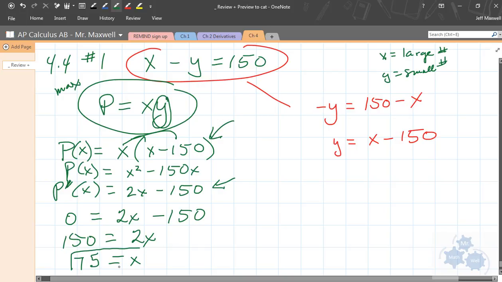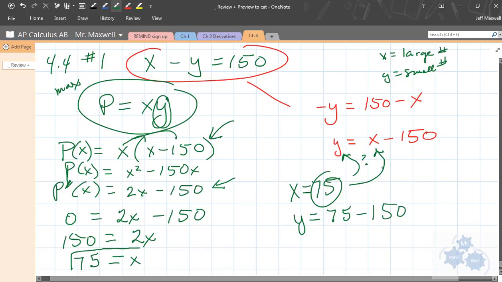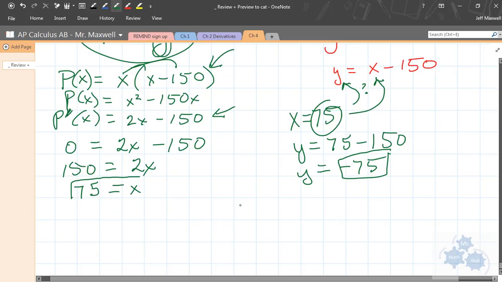So there's 75 is your critical number. And that's the number that you are interested in. So if x is 75, then what's y going to be? Well, plug 75 into x, and you've got y equals 75 minus 150. y equals negative 75. So the two numbers are 75 and negative 75.